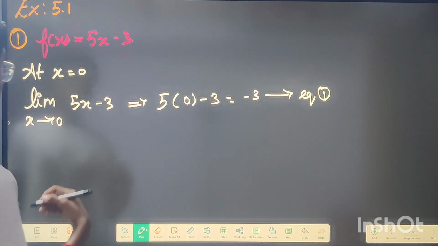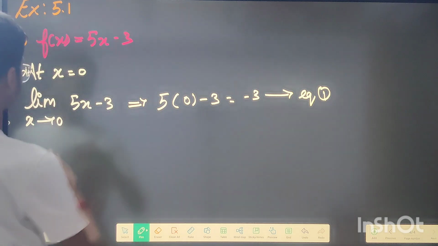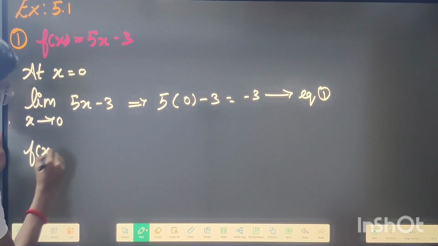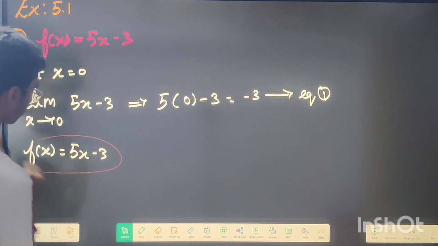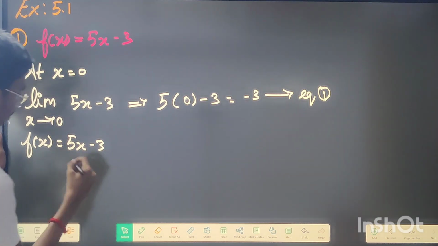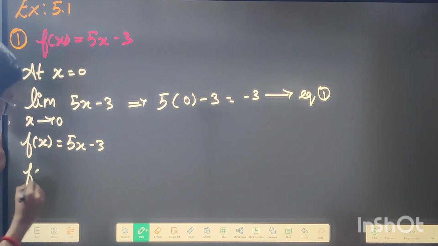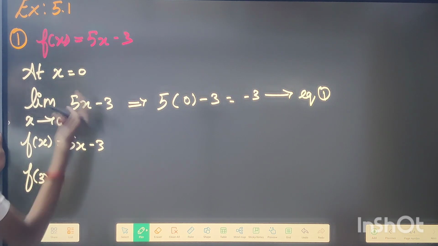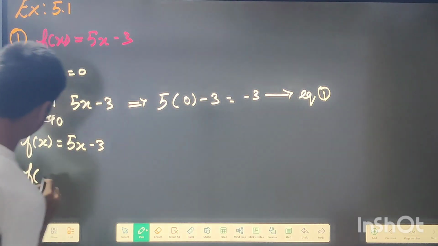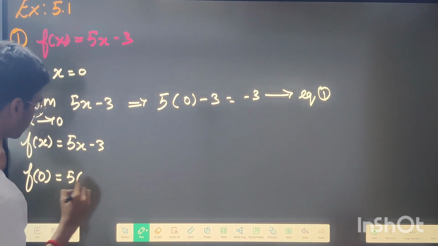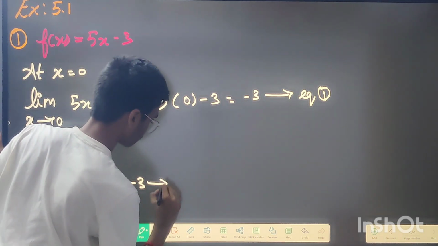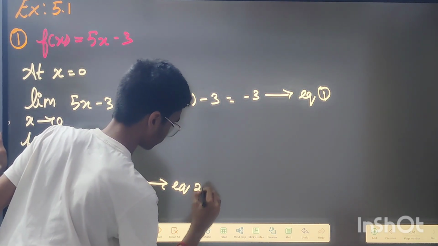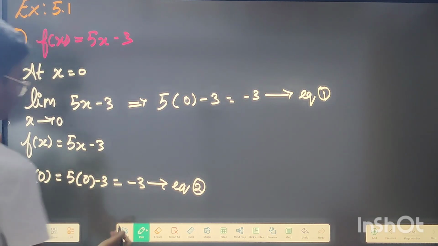Then equation 2, what you have to do is directly substitute. If f of x is equal to 5x minus 3, you have to directly substitute 0. So f of 0 is equal to 5 times 0 minus 3, which is equal to minus 3. So this is what equation 2 is. You have got these two equations.